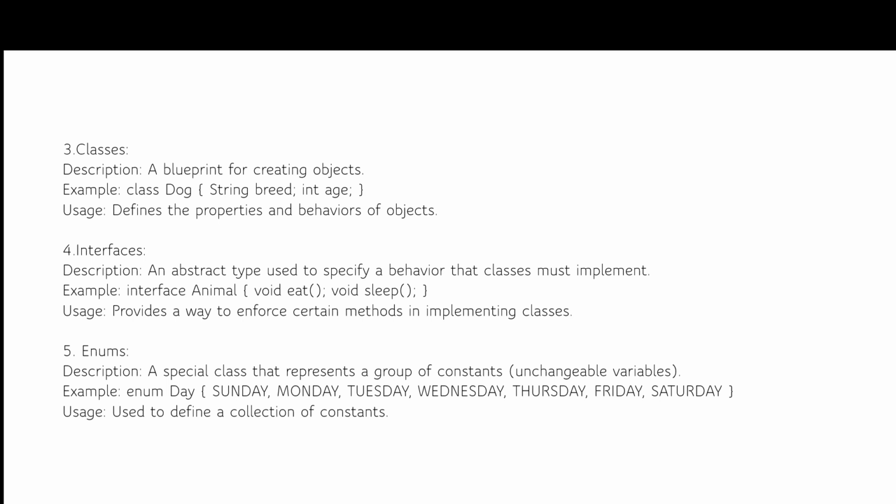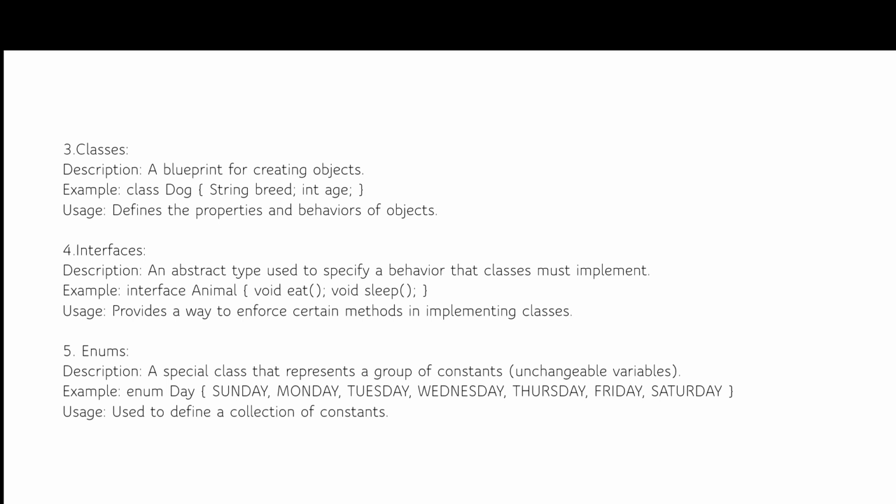An enum in Java is a special kind of class that represents a group of constants, which are values that never change. Think of it like a fixed list of options you can choose from. For example, let's say we want to represent the days of the week. We can create an enum like this: enum Day { SUNDAY, MONDAY, TUESDAY, WEDNESDAY, THURSDAY, FRIDAY, SATURDAY }. Here, Day is the enum, and it lists all the days of the week as constants.